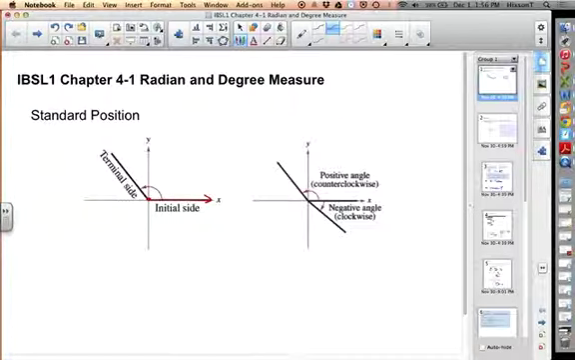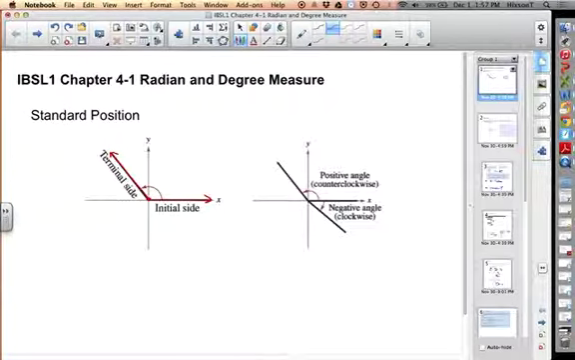Then you'll see this arrow drawn. It's rotating. Okay? And wherever the angle ends up, we call that side the terminal side. Terminal is another word for end, or ending. The terminal side. That's what it means to be in standard position.